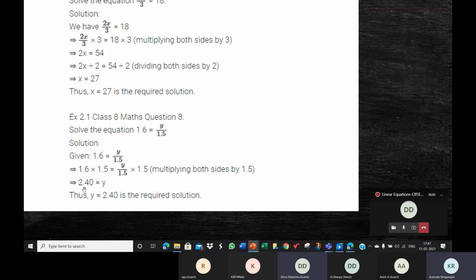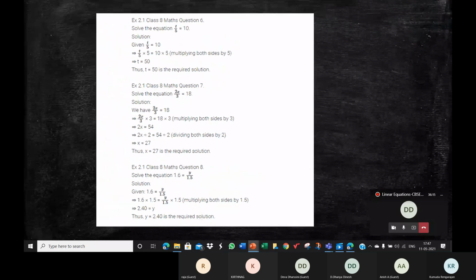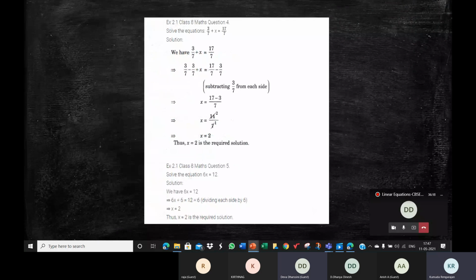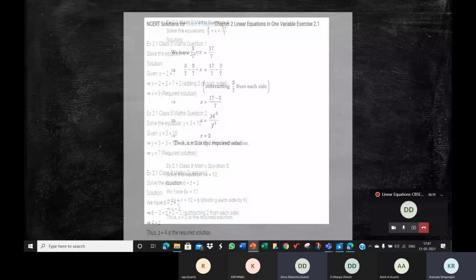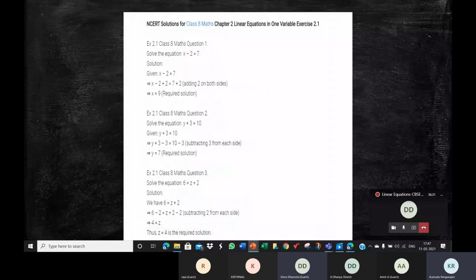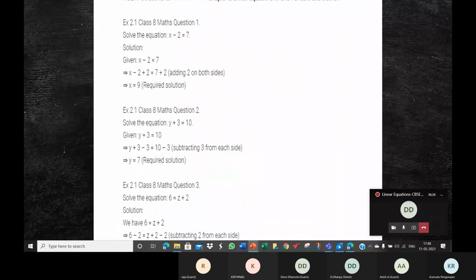And the answer is 2.40 for y, which is nothing but 2.4. So y is equal to 2.4. Ma'am, is my answer correct? Yeah, perfect. Thank you.